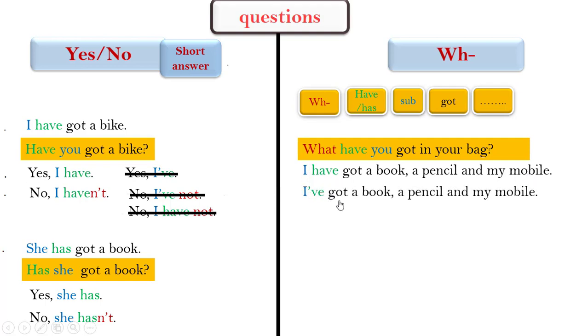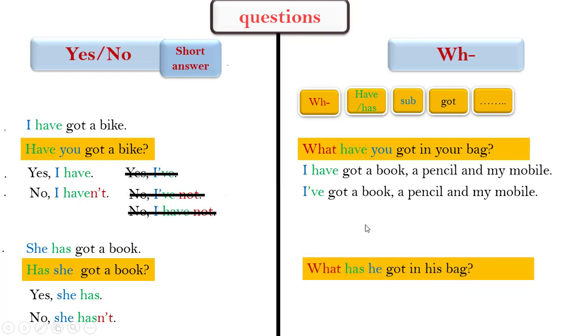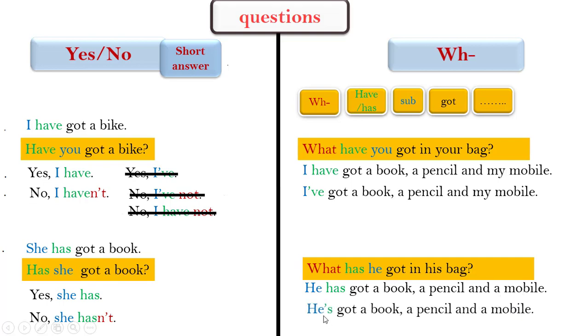And be careful, because if I start a question with have or has, the answer is yes or no. If I start a question with WH, the answer is information. You give me a sentence, information. So another one: what has he got in his bag? He has got a book, a pencil, and a mobile. And this is the contraction: he's got a book, a pencil, and a mobile.